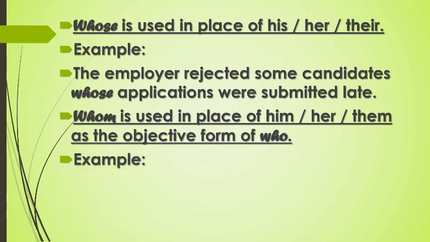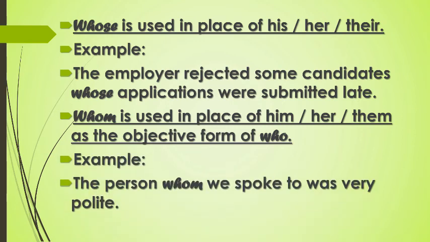For example, the person whom we spoke to was very polite. This sentence can also be written by omitting whom. We can also say, the person we spoke to was very polite.